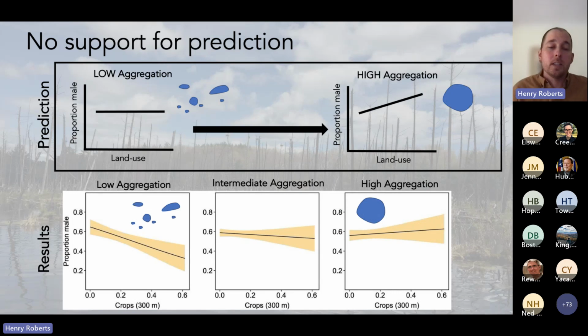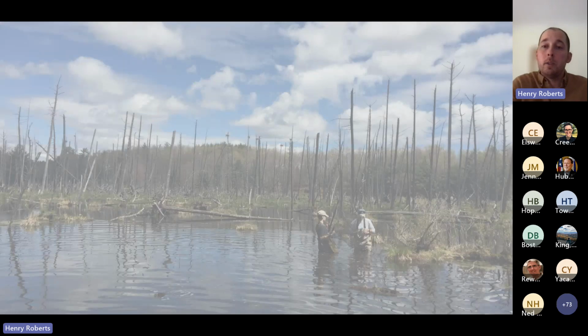So at low aggregations, we saw that populations were becoming more female biased with greater crop cover, and this relationship essentially dissipated as wetland aggregation increased. This was pretty surprising to us, and it was hard to explain at first until we delved into the research.